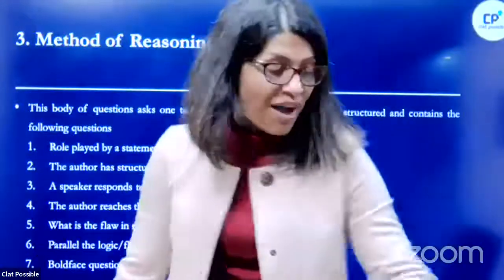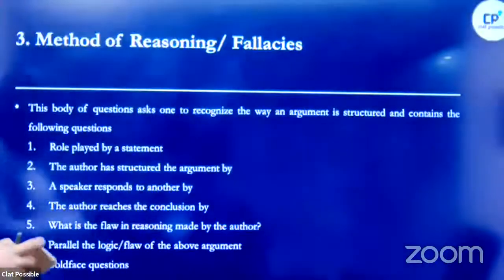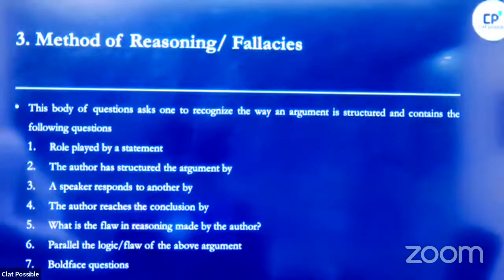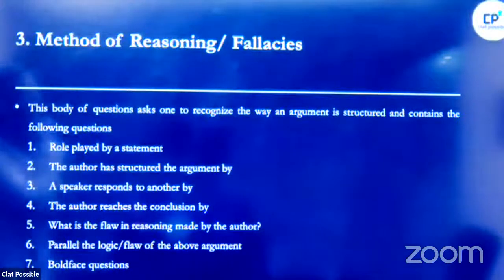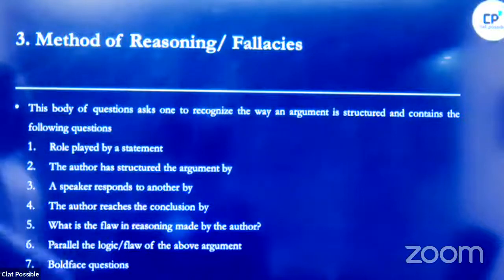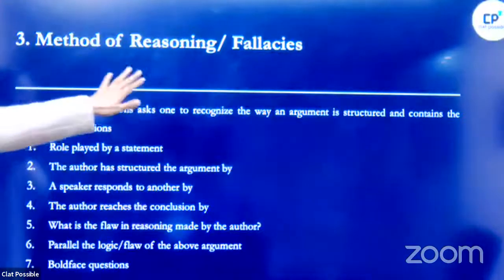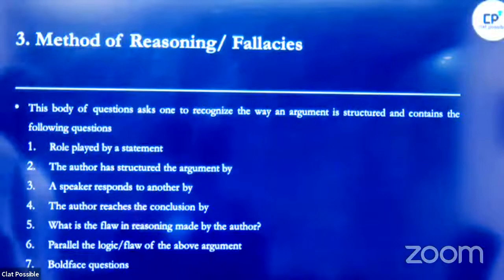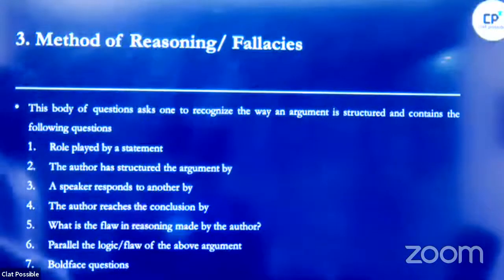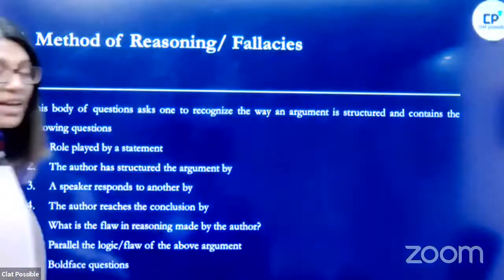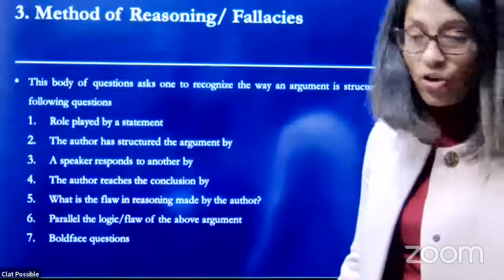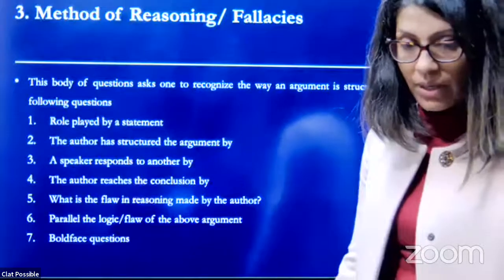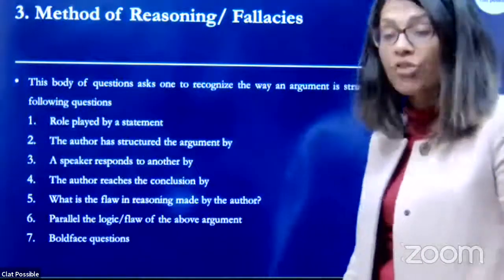And we come to the last family of questions, everyone, which is method of reasoning or fallacies. Yes, that is the argument, Riya. That is correct. Method of reasoning or fallacies. There are 2 things that I have written here because they go hand in hand. This is a technical category of questions. In this, we comment on how the author has written the argument.